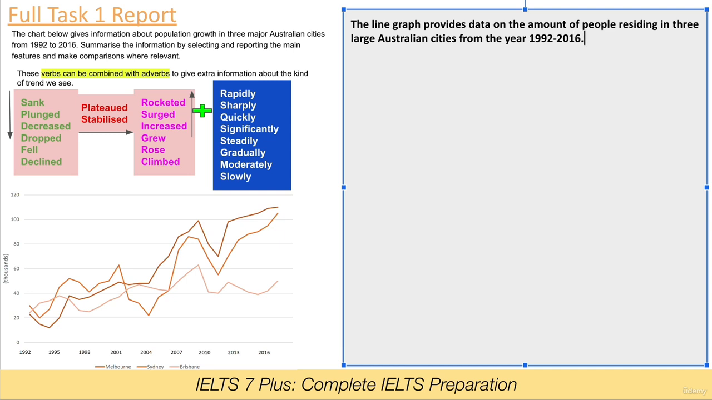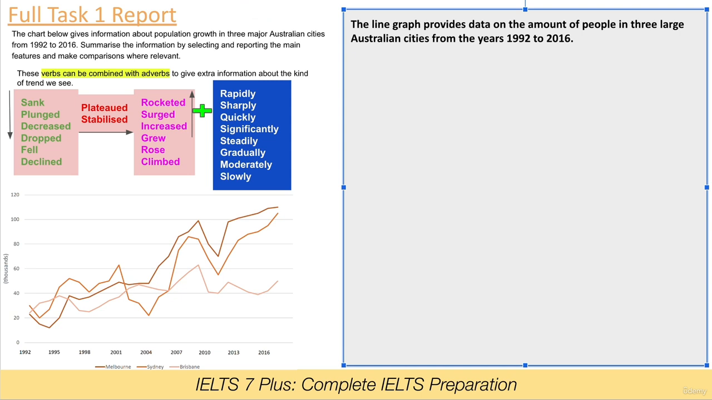Let's read this back. The line graph provides data on the amount of people. We don't want to be too accurate and stray. So instead of residing, because that might change the meaning a bit, provides data on the amount of people in 3 large Australian cities from the years 1992 to 2016.